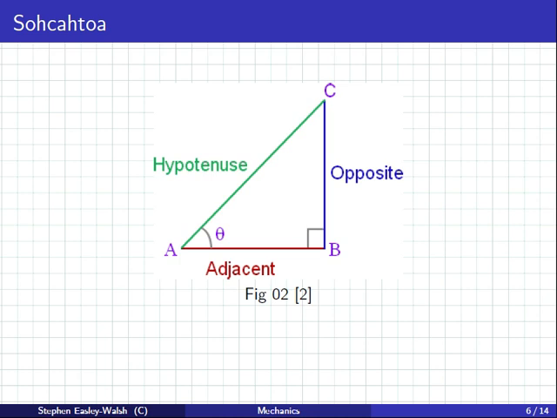Now just be careful. If the theta, this is a Greek letter, theta, is up here, what changes? Opposite. Yeah, opposite and adjacent swap places. But the hypotenuse is always the hypotenuse. Okay, you definitely want to write those words down.